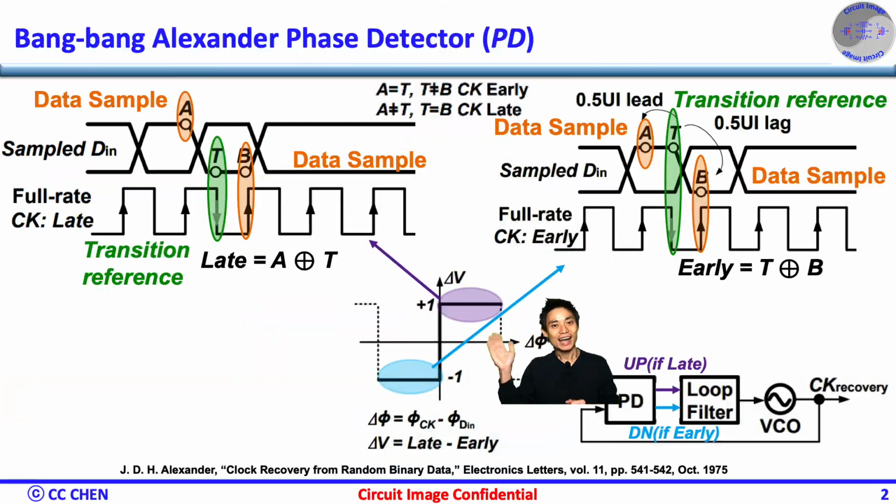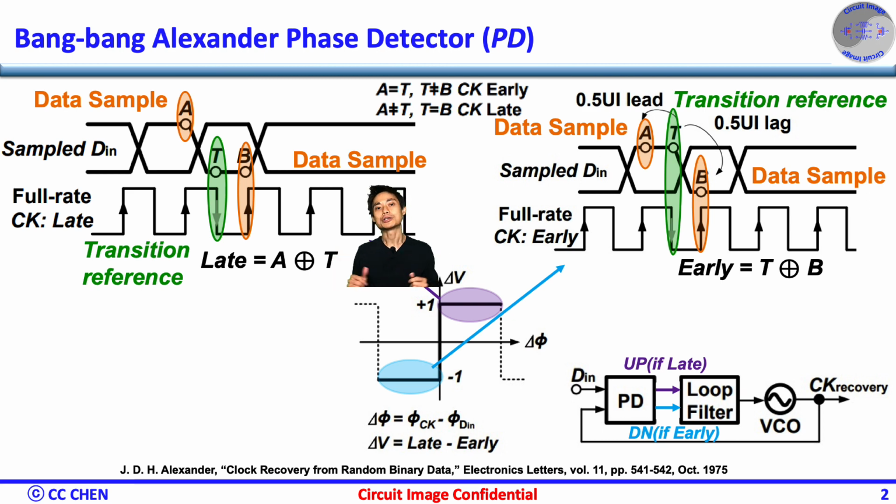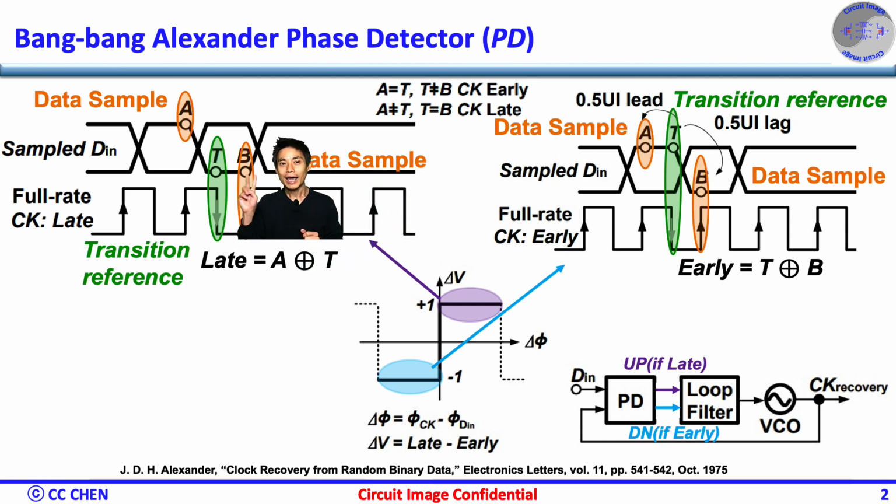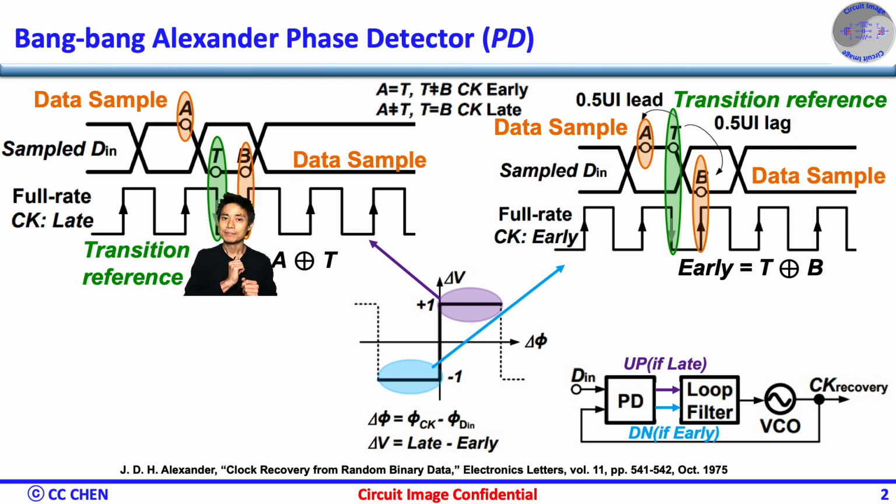Since we discussed the Alexander PD in the why bang-bang PD video, let's quickly review the timing images and the target bang-bang PD transfer curve between the input phase error and average output voltage. If you still have any questions about the operation in detail, please review the video. From the two data samples A and B and one edge sample T, we can tell the clock is late when T and B are the same, or T and A are different.